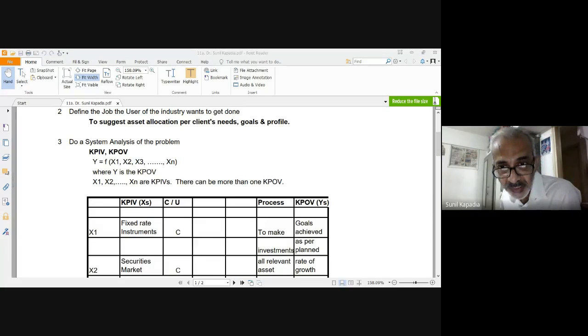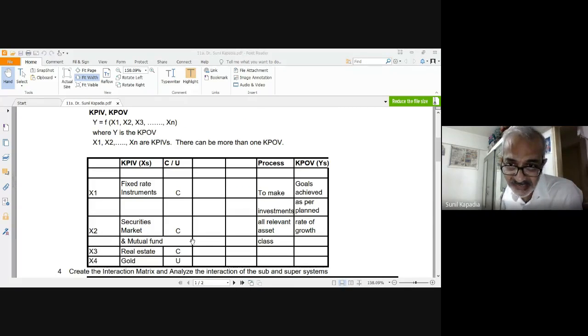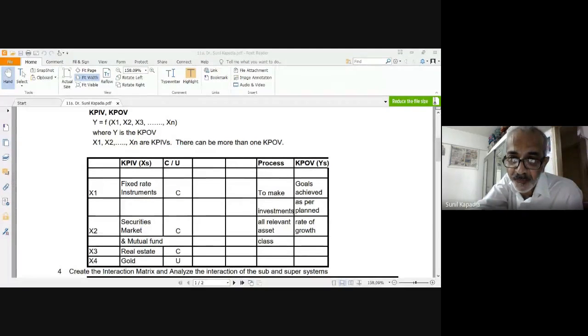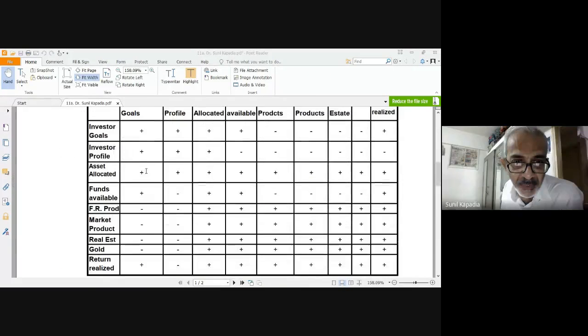It could be 1 year, depending on the client's need, or sometimes in a market crisis. So these are the things we take into consideration as far as our system tools are concerned, and this is the approach usually also used for the Six Sigma kind of model. Next please, sir. So, the interaction matrix.